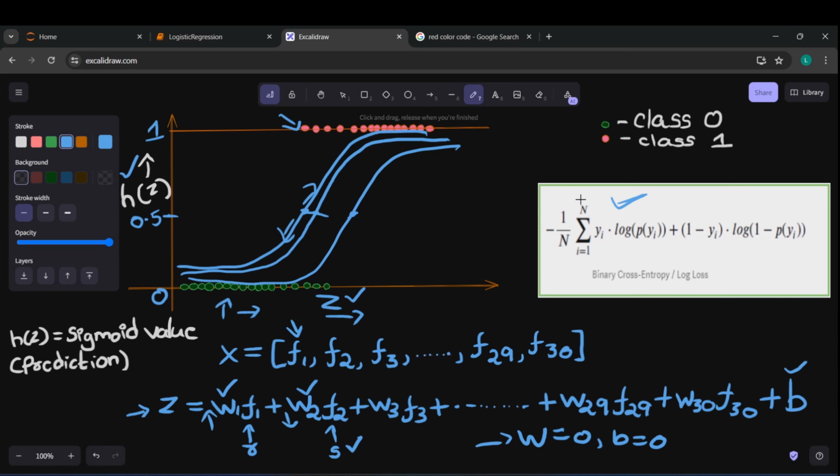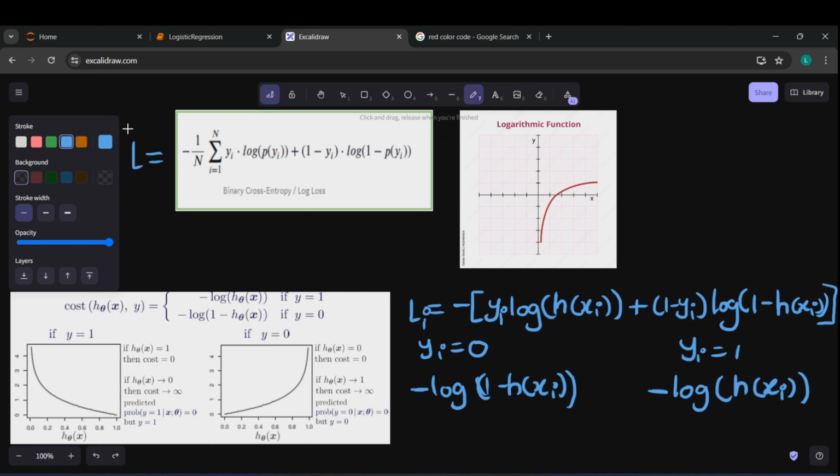Here n represents the number of data points, yi represents the actual outcome, and p of yi is our predicted outcome. Now let's see why this function is used as the loss function and why this works perfectly well for logistic regression. Now this is the loss function considering the entire data. If we consider the loss value for a single data point, it looks like this, which is L of i. It represents the loss value of the ith data point, and it is equal to minus yi into log of h of xi plus 1 minus yi into log of 1 minus h of xi. Here h of xi is the sigmoid function, nothing but the prediction.